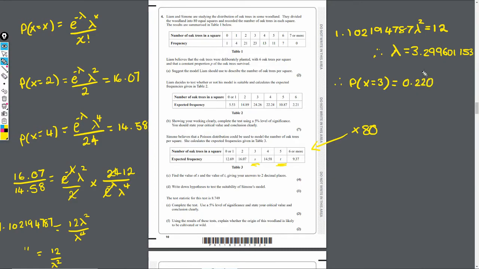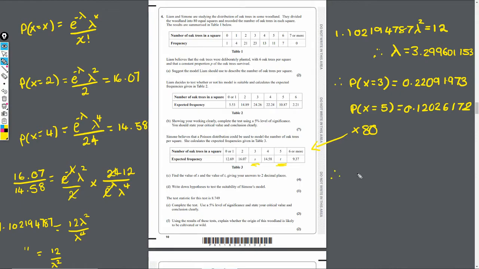Again, I'm just going to write these out in full: 0.22091973. And my probability that x equals 5 will be equal to 0.12026172. Okay, so we've got our two probabilities. Now we just need to times these by 80, right? So that'll give me my s.